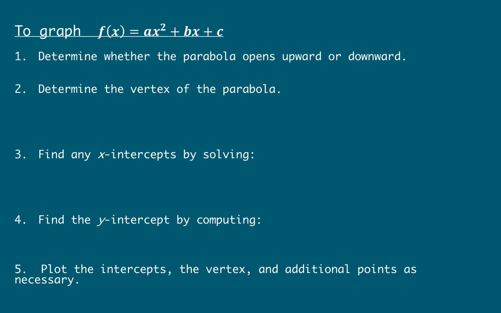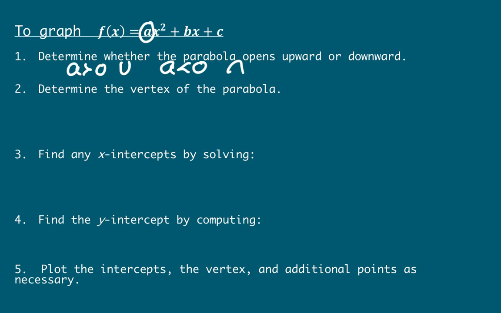First, we'll determine whether the parabola opens upward or downward by looking at the value of a in our equation. If the value of a is greater than 0, our parabola opens up. If the value of a is less than 0, our parabola opens down.